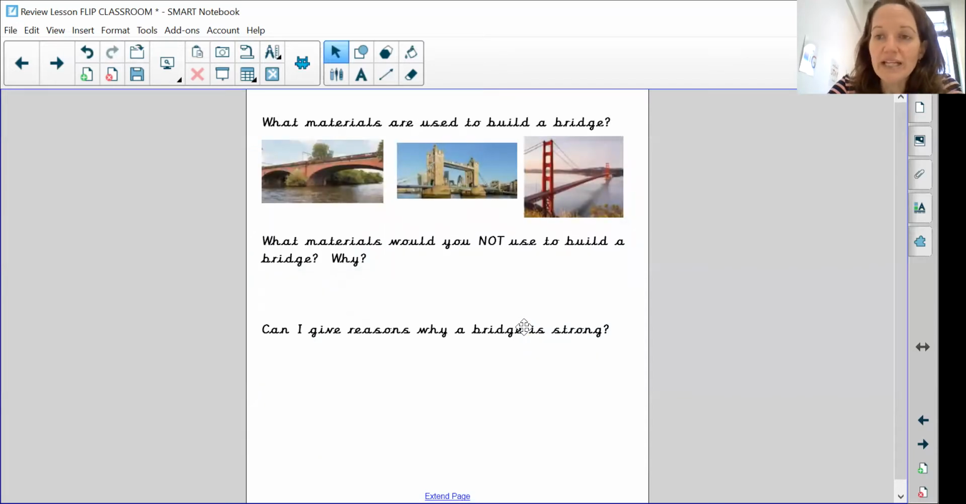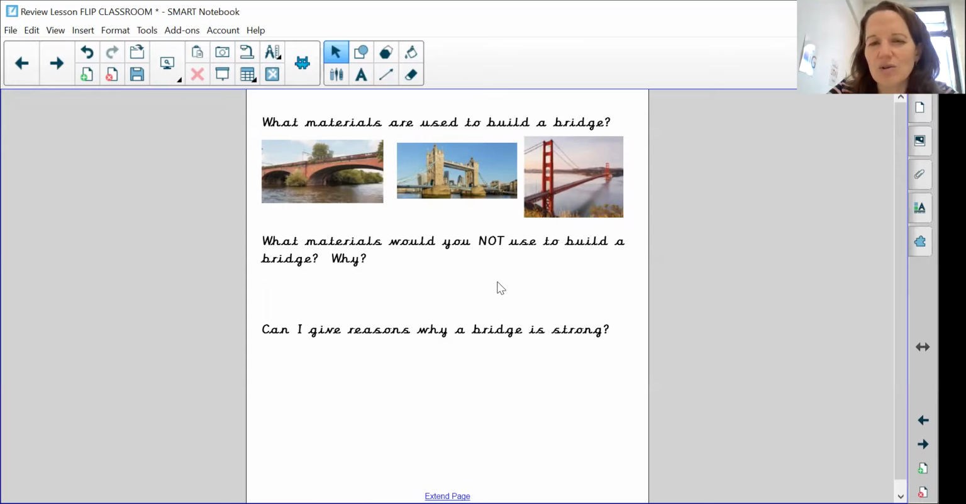Now, we looked at bridges because in history, we are looking at Isambard Kingdom Brunel and the bridges that he designed. So what we're doing in science is we're looking at the materials of bridges. So what are some of the materials that people use to make bridges? Well done if you said stone, rock, and metal. We looked at those bridges, didn't we?